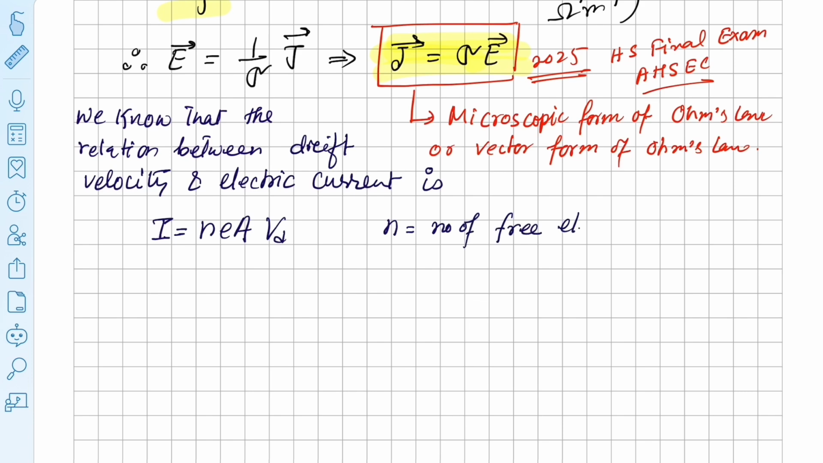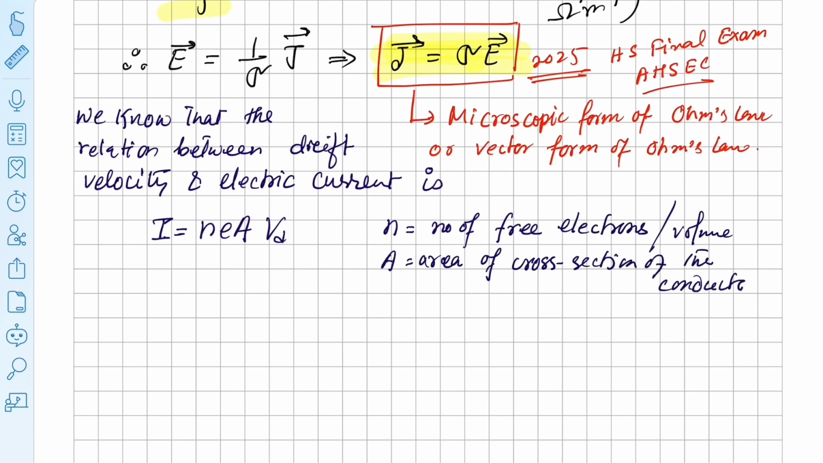N is the number of free electrons per unit volume, right? And A is the area of cross section of the conductor, and e is the charge of each electron. Right? So hope you have understood this.